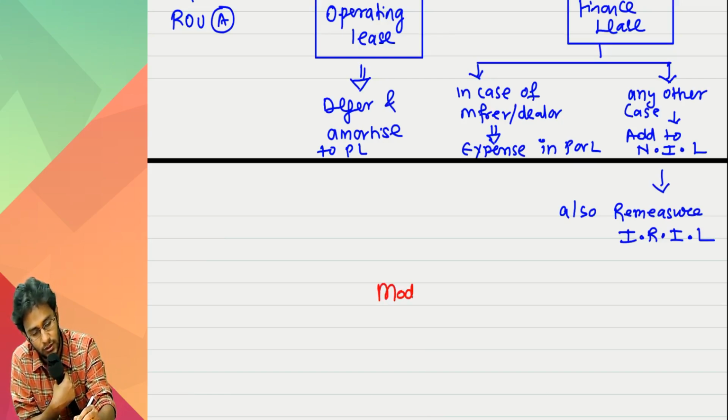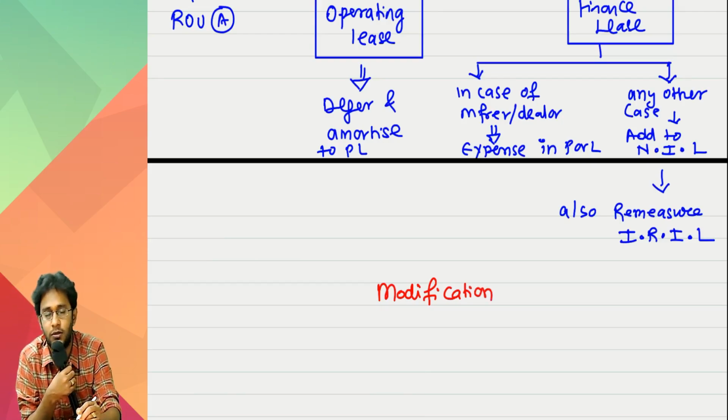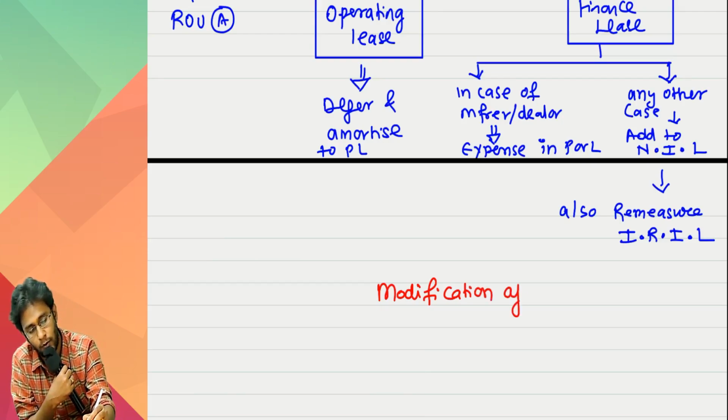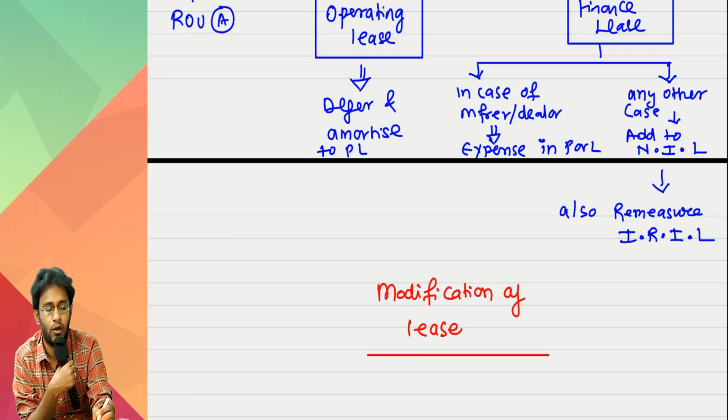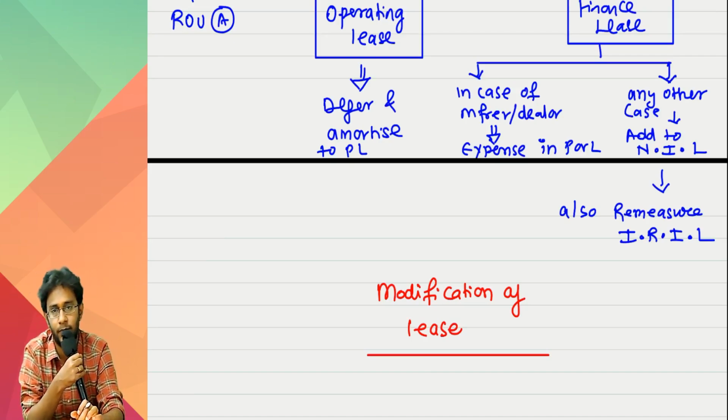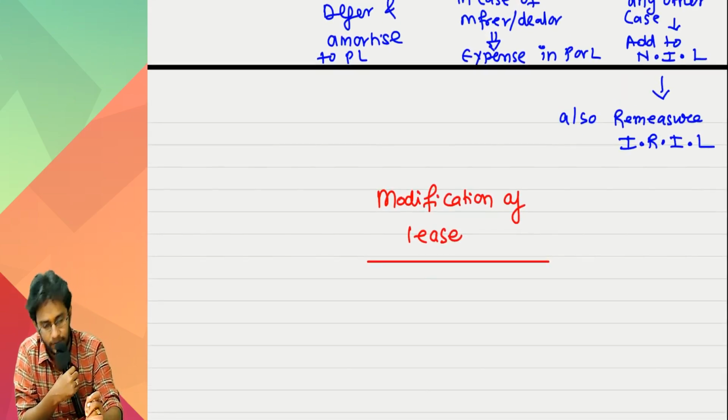There is one more discussion, but fortunately or unfortunately, till now questions are not there on that. Not even an example is there. Modification of lease. Lease modification we already studied in the books of lessee. Lessor books we have to study.